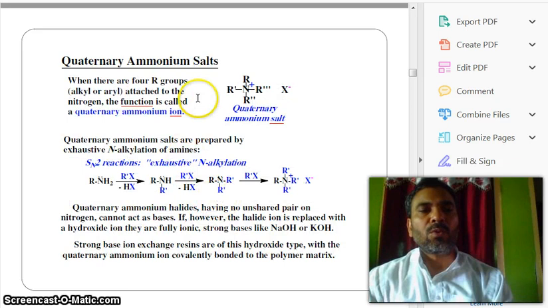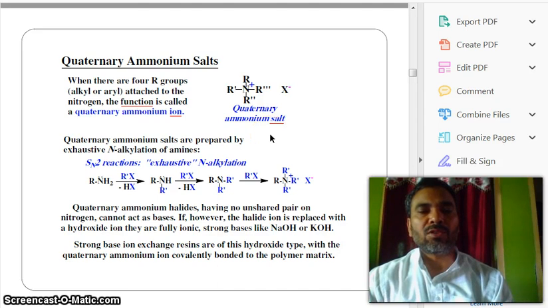So quaternary ammonium salts: when there are 4 R groups, alkyl or aryl, attached to the nitrogen, the functional group is called a quaternary ammonium ion. Look at this structure. These nitrogens have 4 alkyl groups and a positive charge, which is counterbalanced with the halide. This is a quaternary ammonium salt.